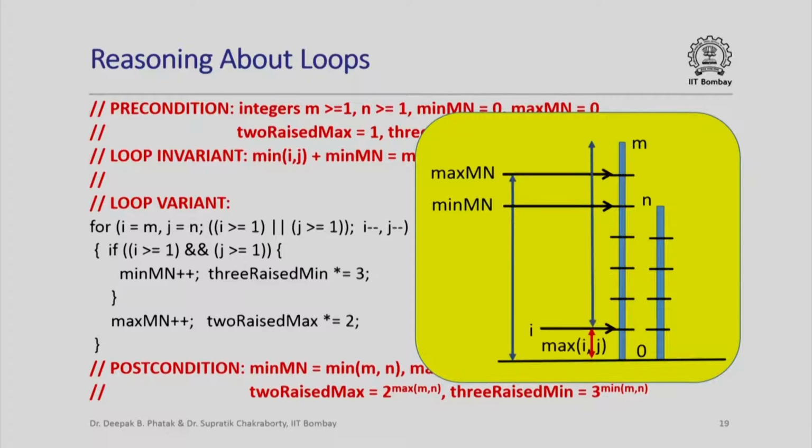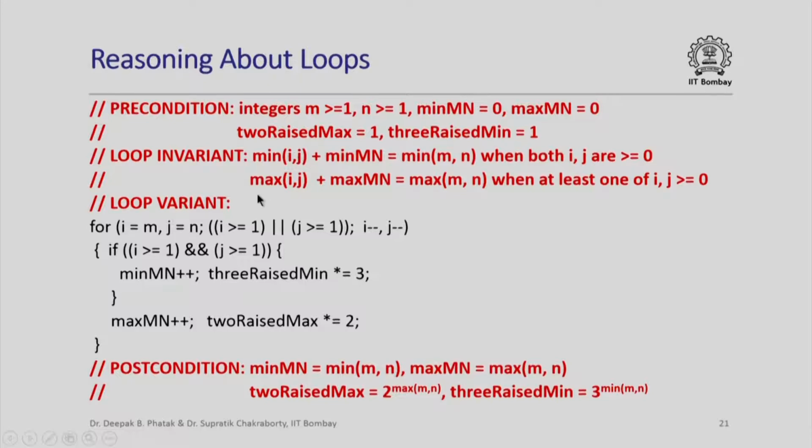And if you see what happened here, once again the value of this red arrow, which is max ij, plus this blue arrow, which is max mn, equals the maximum of m and n. So max ij plus max mn equals maximum of m and n, and that holds at every point as we iterate, and therefore that should give us the next loop invariant: max of ij plus max mn is max of m comma n when at least one of i or j is greater than or equal to 0.